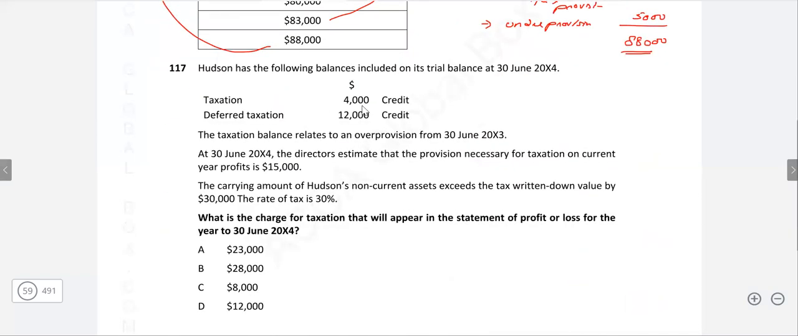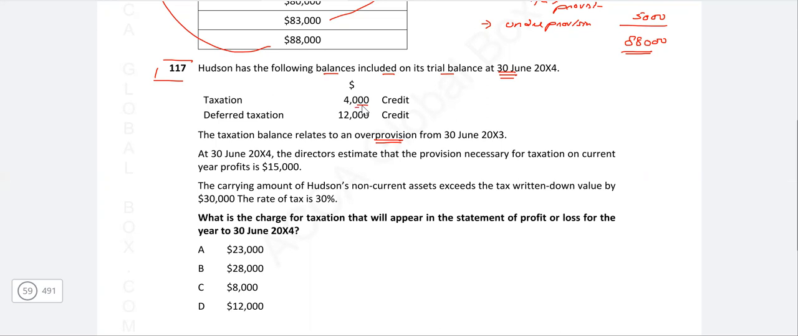Okay, now we have question number 117. Hudson has the following balances included on its trial balance at 30th June 20X4. Taxation, we have 4,000 credit. Deferred taxation, we have 12,000 credit. Now, in the taxation, when we have the credit balance, we know it's an over provision, even if it is not written. But obviously, it is good that the examiner has mentioned that this is an over provision.